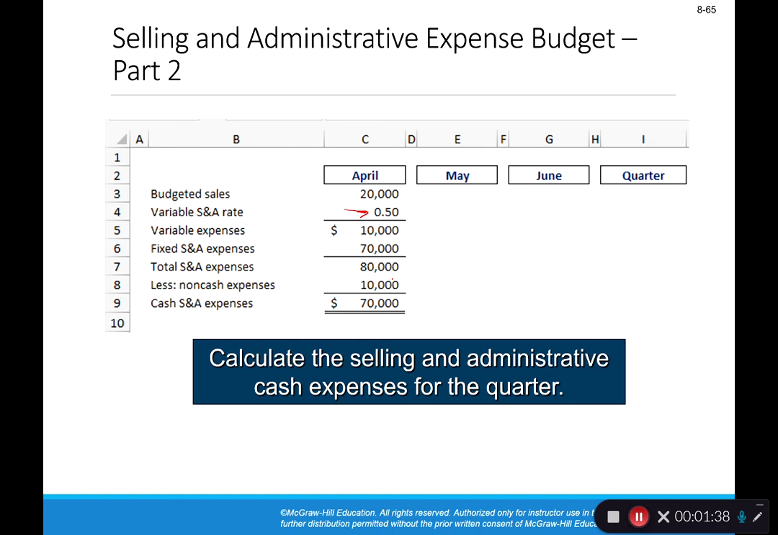Before you do, I want to point out that because we're doing a selling and administrative expense budget, it's based on sales, not units produced. When we were doing our direct materials, direct labor, and overhead budgets, those were based on units produced because those are product costs. Selling and administrative costs are selling costs. They're based on sales. So go ahead and give it a pause and try to fill out the rest of the schedule.